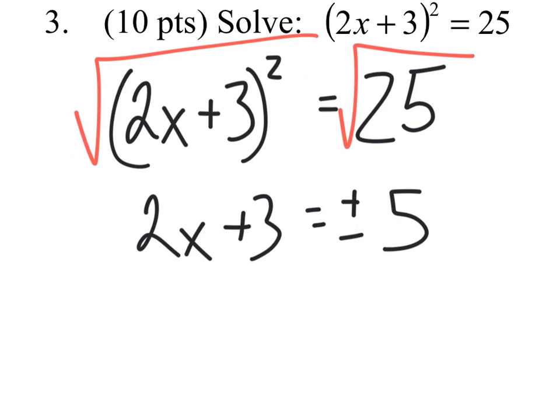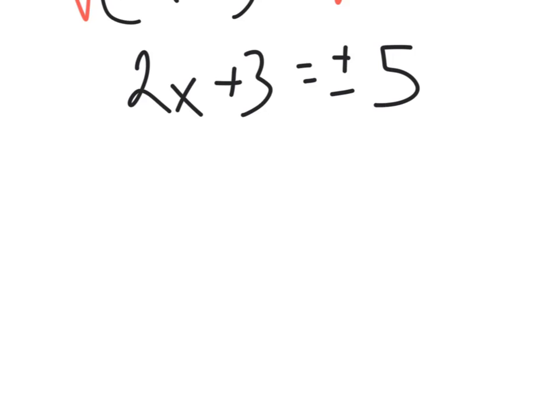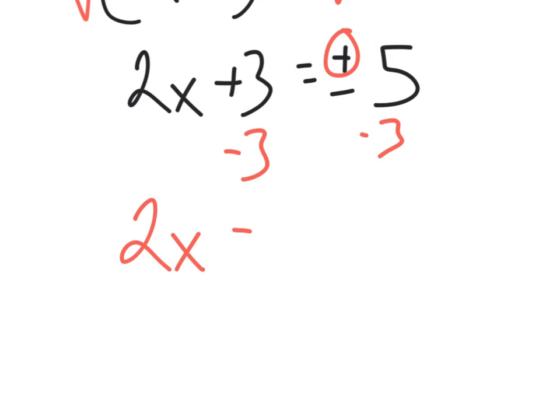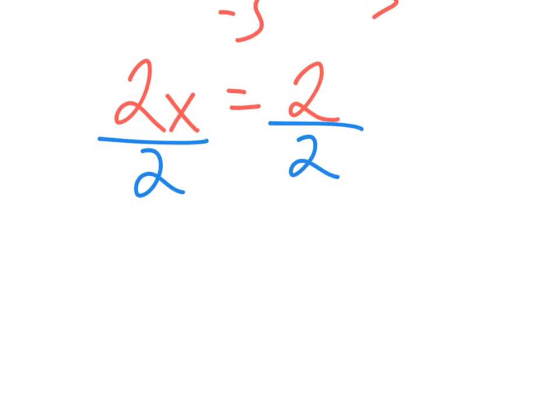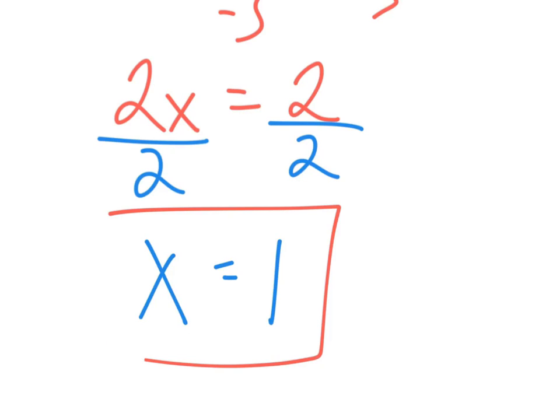Great. So now what we need to do is get x by itself. So let's apply the inverse operation, and we're going to subtract 3 from both sides. Let's start with the positive. So it's going to be 2x = positive 5 minus 3, which gives us positive 2. Then we apply the inverse operation one more time. 2 divided by 2 cancels out, so we're left with simply x = 1. Great, and so that's our first root.